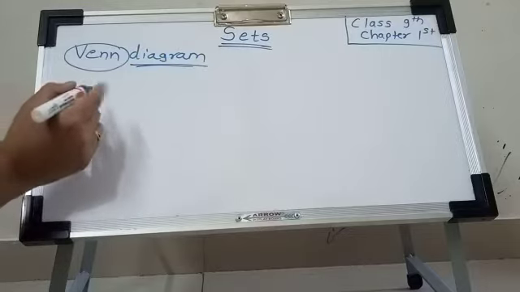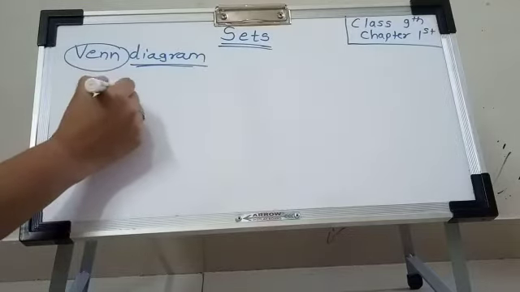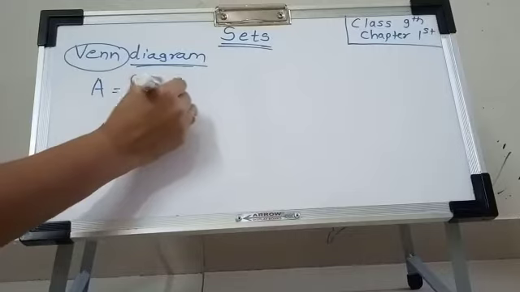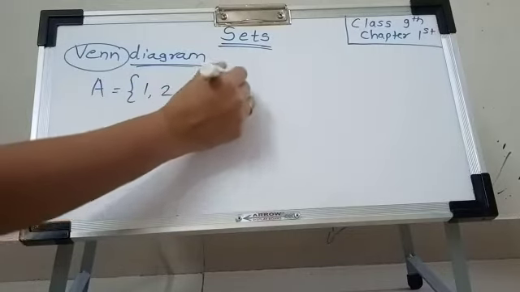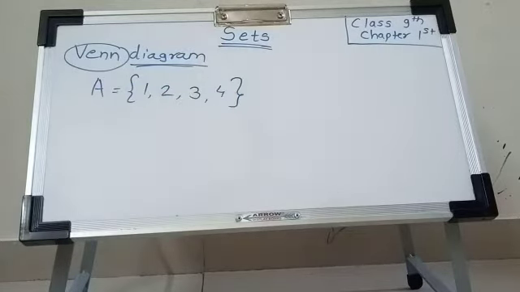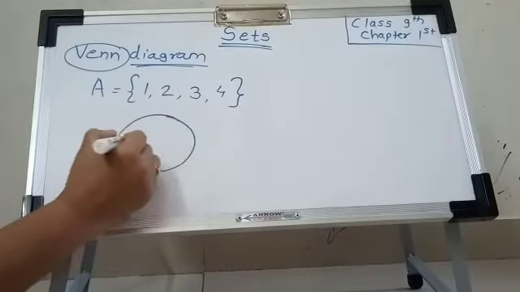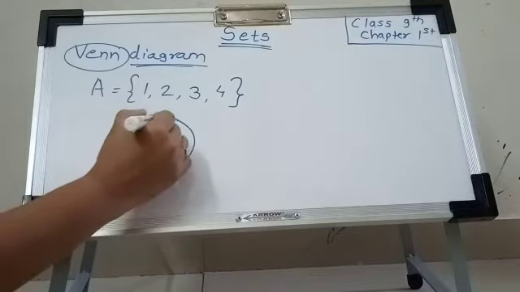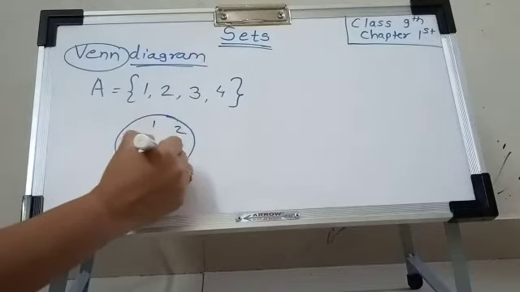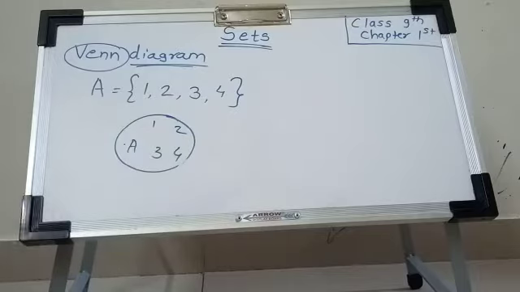Suppose our set A is equal to {1, 2, 3, 4}. This is set A. We can draw the Venn diagram of set A like this: 1, 2, 3, 4. This is the Venn diagram of set A.